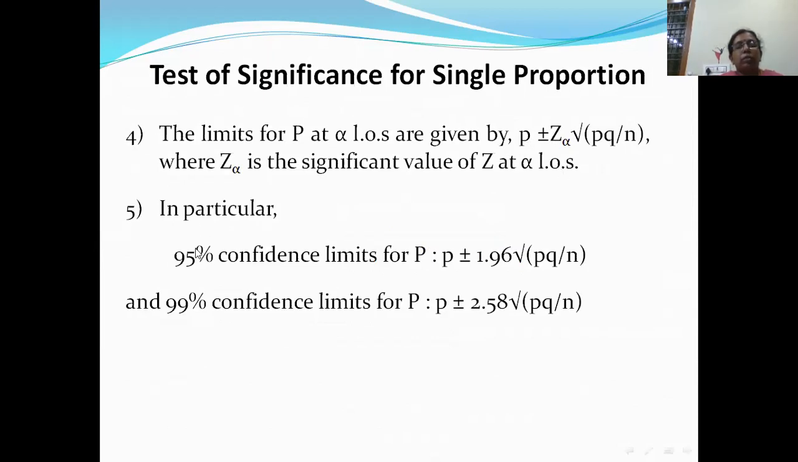In particular, suppose I want to find 95% confidence limits for P. Then for 95%, z alpha is 1.96. 95% means alpha is 5%. So at 5%, z alpha is 1.96. If I want 99% confidence limits, that means alpha is 1%. So z alpha at alpha 1% is 2.58. So in place of z alpha, you have to substitute 2.58. So these two are 95% and 99% confidence limits for the population proportion P.